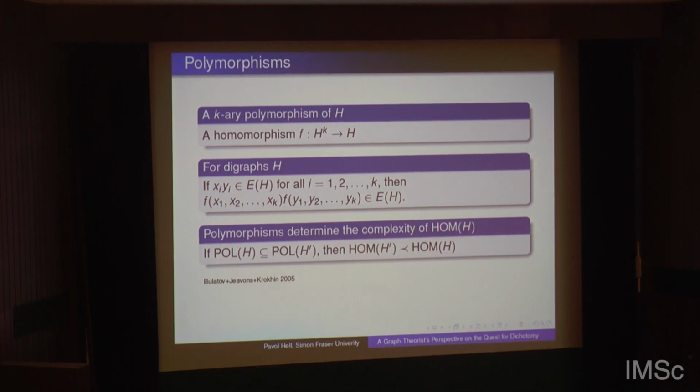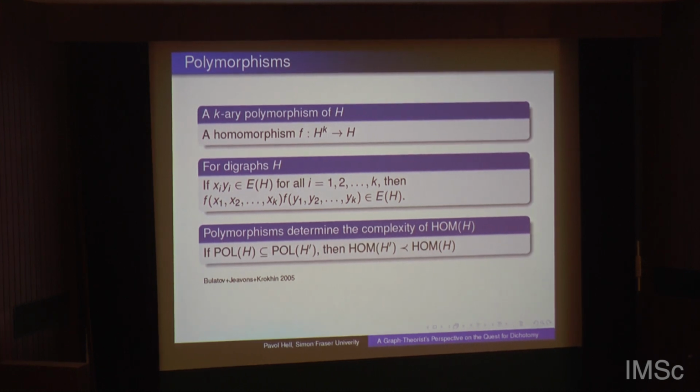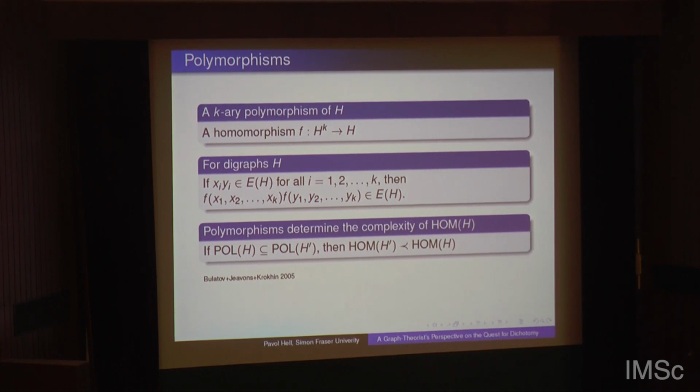So polymorphisms play an important role in the complexity of the homomorphism problem. If you have two structures that have exactly the same polymorphisms, then they are both NP-complete problems or both polynomial problems. And in fact, if H prime has more polymorphisms than H, then the homomorphism problem for H prime can be reduced to the homomorphism problem of H. These are results of Jeavons and his collaborators and then students, including Bulatov and Krokhin.